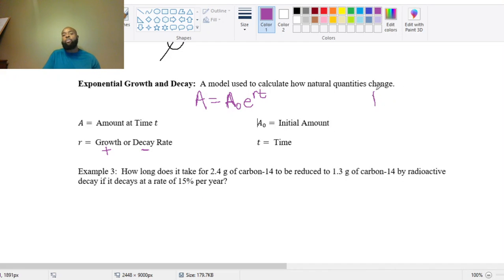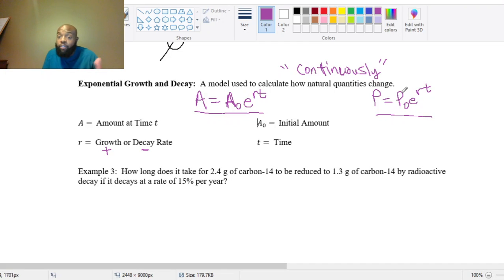This is very similar to when we were dealing with the economic type stuff, where we say P equals P naught times e to the rt. That one was used when we knew that interest was compounded continuously. All right, things change in nature continuously, so we're going to use this formula. So this formula is basically the same as that one. Instead of using P for principal, and I think we actually use A there for the amount at time t, but we use P naught or P for principal. Here we're using A naught for the initial amount.